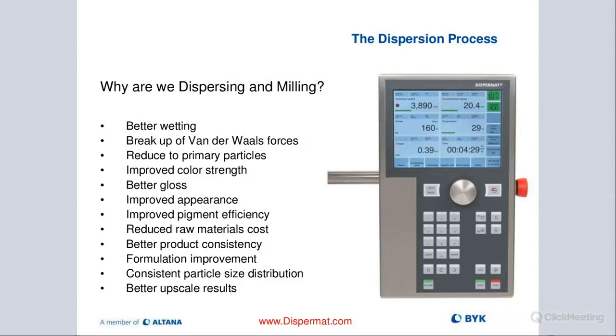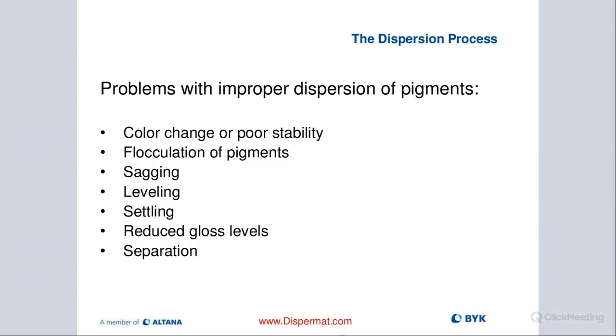And if we achieve that in the lab space, the goal is to also be able to upscale it and then have the same results in manufacturing. So if we don't do a good job, obviously, then we're going to have problems. Some of the problems that are going to come up are obviously our color isn't going to be right. We're going to have poor color stability. Gloss is going to suffer, maybe even haze.